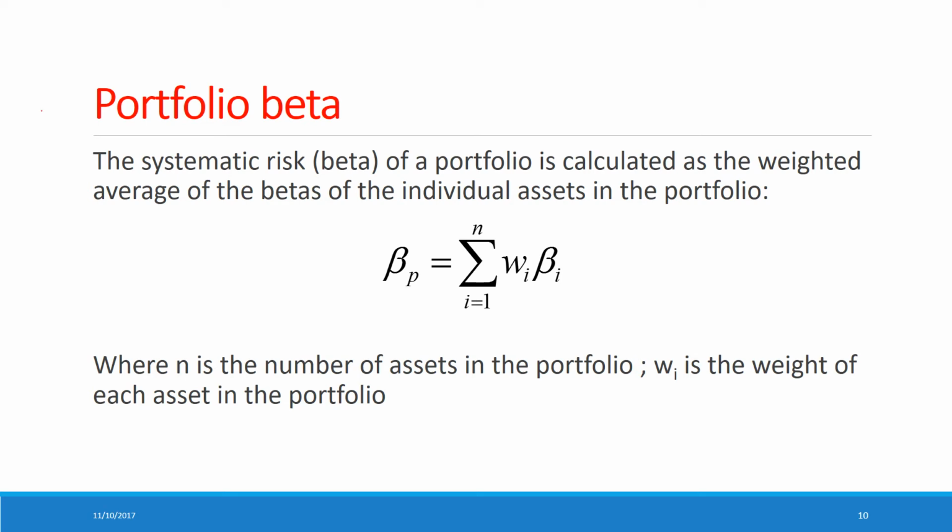Right, so we talked about individual asset beta before. With portfolio beta, the portfolio beta could be calculated as the weighted average of the betas of individual assets in the portfolio, as per the equation over here, where N is the number of assets in the portfolio, Wi is the weight or the value of each asset relative to the total of the portfolio.